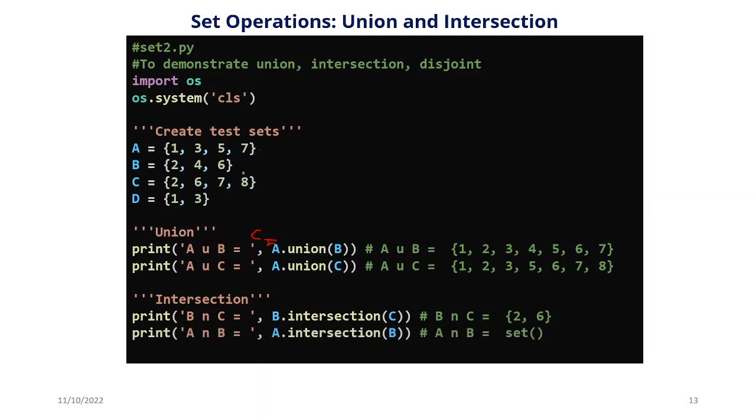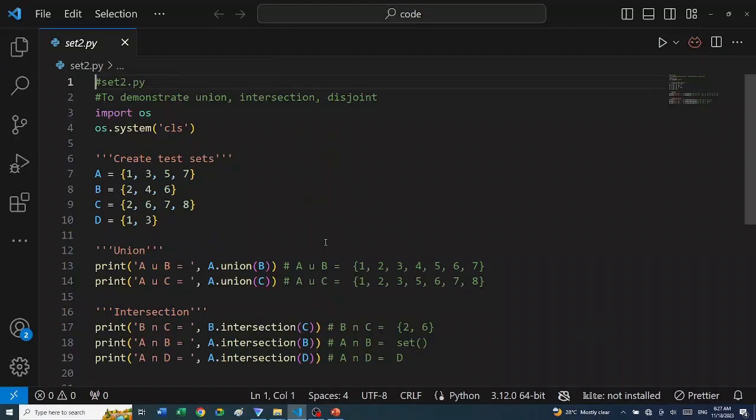See, A and B don't intersect because they don't have any common elements, and that will give us the null set. And we can also say A intersection D. A intersection D is what? Because D is totally contained in A, is a proper subset of A, the intersection is going to be D. That's the elements 1, 3. So we'll go to Visual Studio Code and run this program and see what we get.